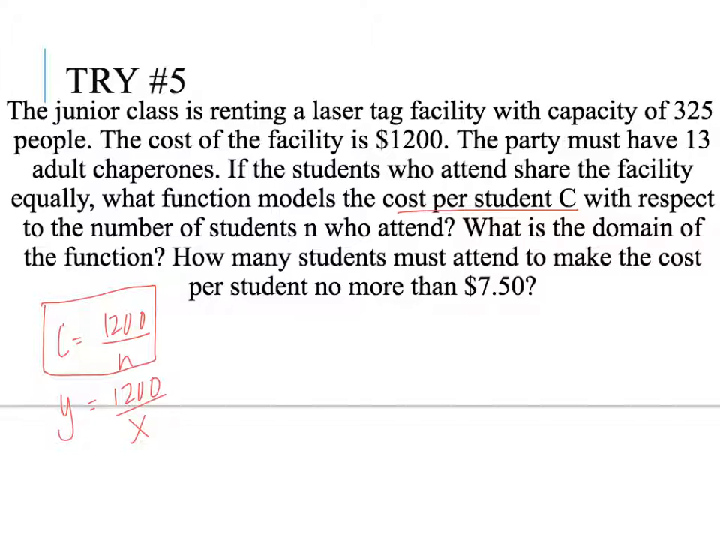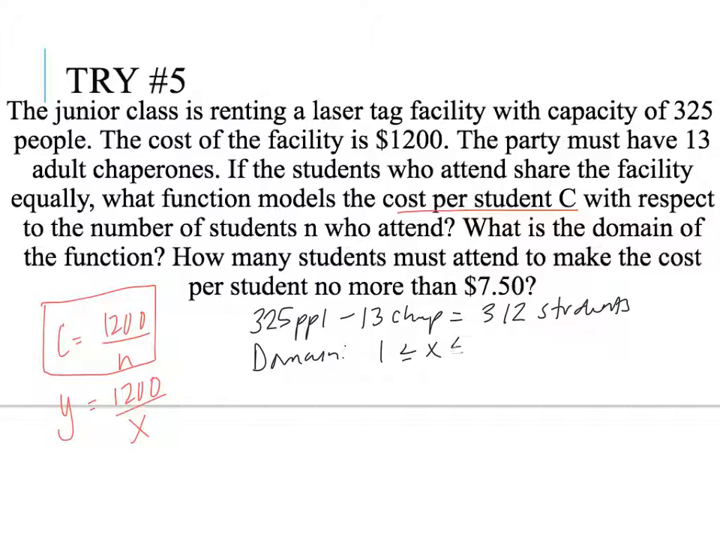Then it says, what is the domain of the function? Well, how many people? Because N is our variable here. N is the amount of students. So how many students can we have? Well, we can have at max 325 people, but you have to take out the 13 chaperones. So really that leaves you with 312 students. So our domain is 1 is less than or equal to x is less than or equal to 312. And that's going to help us with our window for our function.